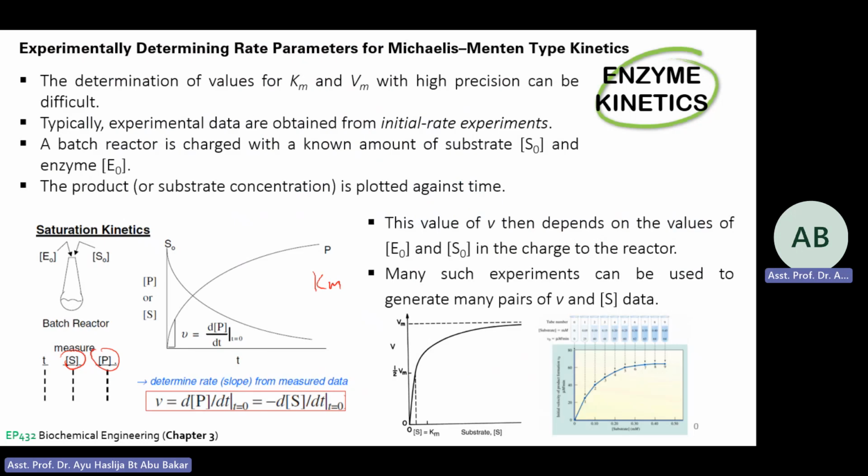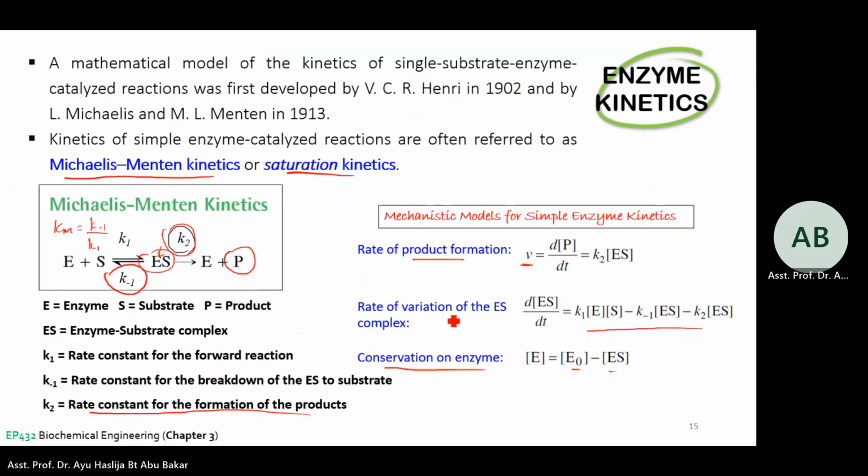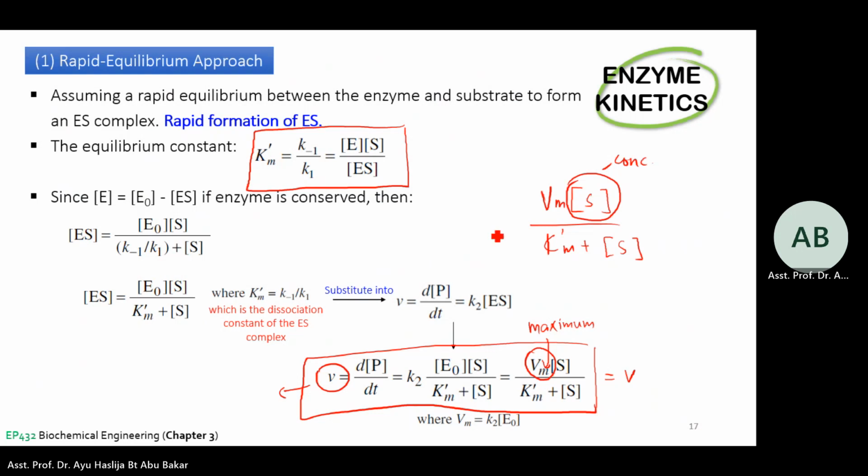Any questions on the Michaelis-Menten kinetics? The important equation is this one. Where is the equation just now? Here. Okay, Vm multiplied by the concentration of the substrate. Okay, this is the equation.